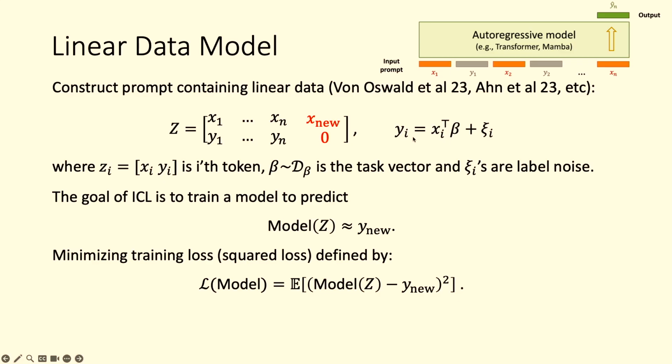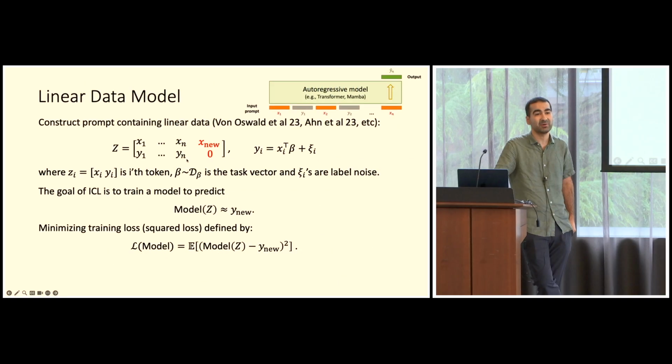Suppose y and x are related through some function beta, okay? And in the context window, we are using this encoding. Each token is some xi, yi pair, and we have x1 y1 through xn yn. These are the context examples, and we provide x new without the label, and we hope that the model can solve y new if we train it a lot, right?